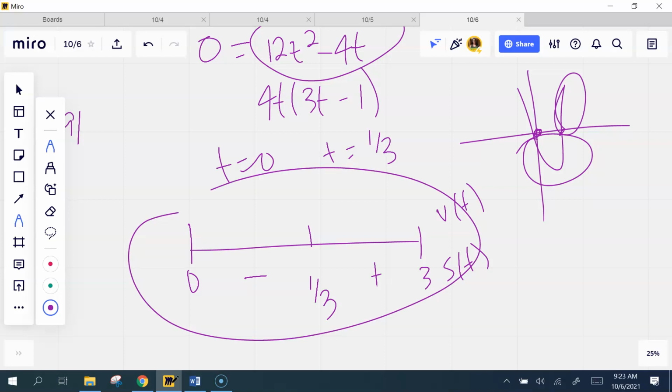So 3 points for getting 1/3. If you gave me 0 and 1/3, I took off 1 point. And then 2 points for the justification part. I was looking for the sign change, positive to negative or negative to positive, in your justification, so that you knew.